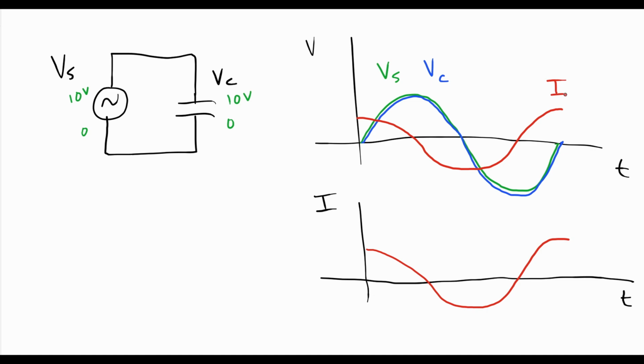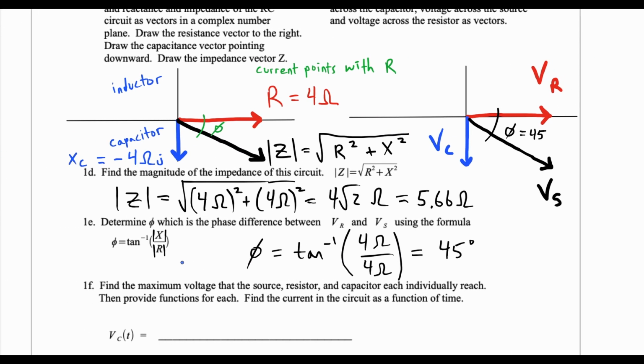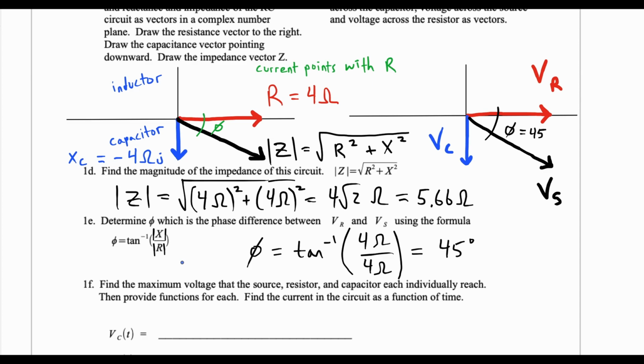And that is the current. Notice that this one hits its peak 90 degrees before the voltages did. That way it fills up the capacitor while it's flowing forward, and the current stops when the capacitor is fully charged. And so what's going to happen here is it's a little more complicated, because now you have a resistor involved as well.